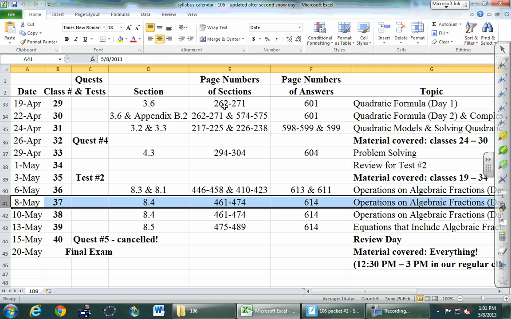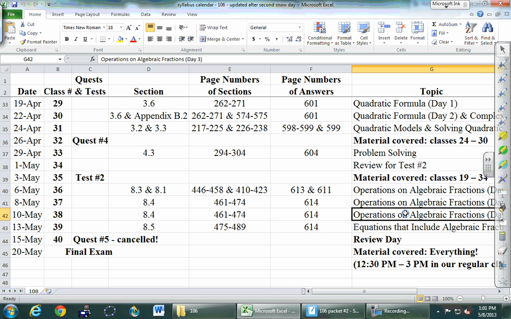So we're going to talk about addition and subtraction today, and we're also going to talk about it next class as well. So we're going to add and subtract algebraic fractions today and Friday. Monday is our last day of new material. Wednesday is the review day. Monday the 20th is our final exam. Questions before we take a look at the new stuff?